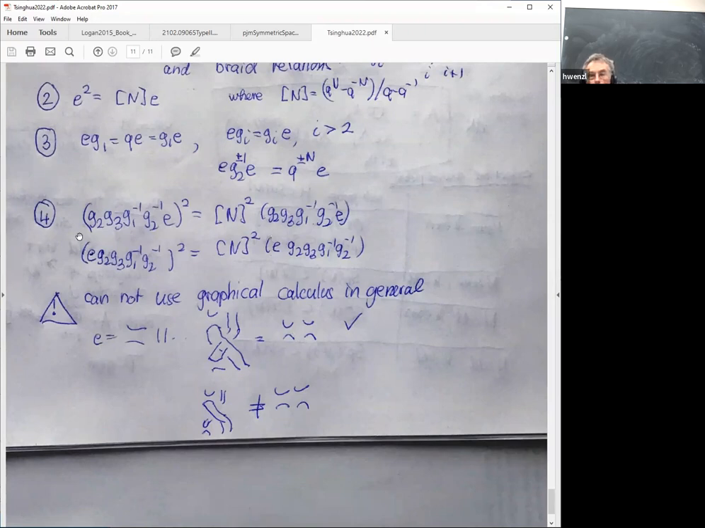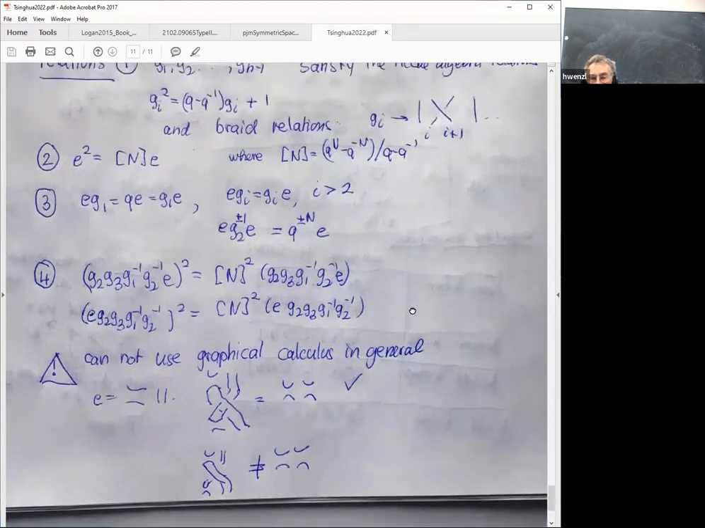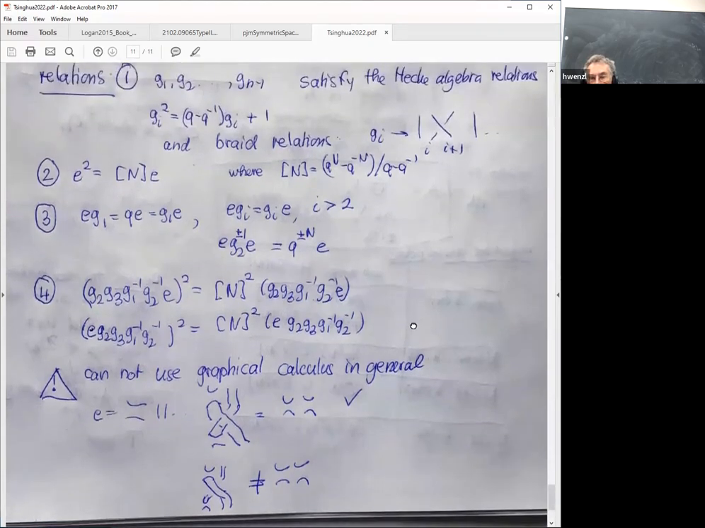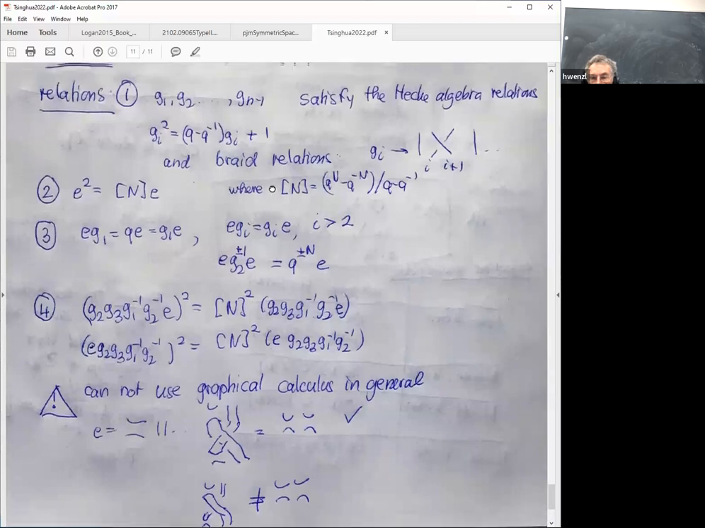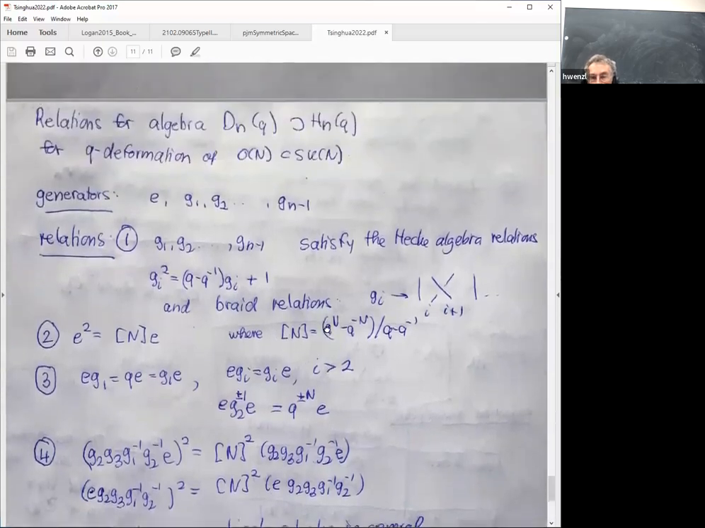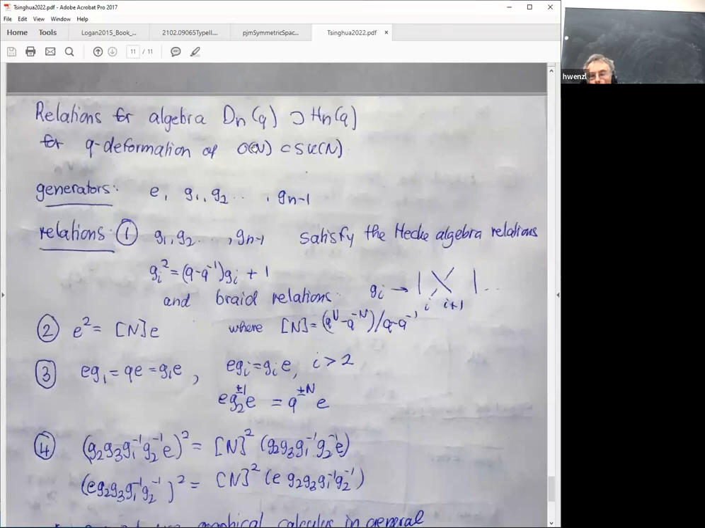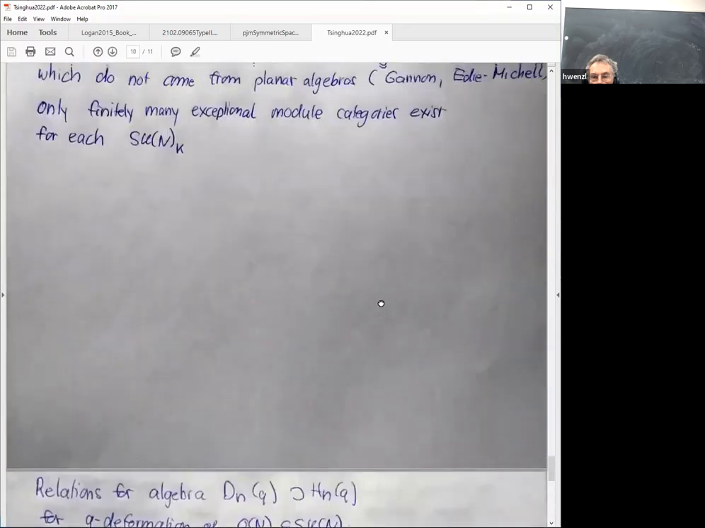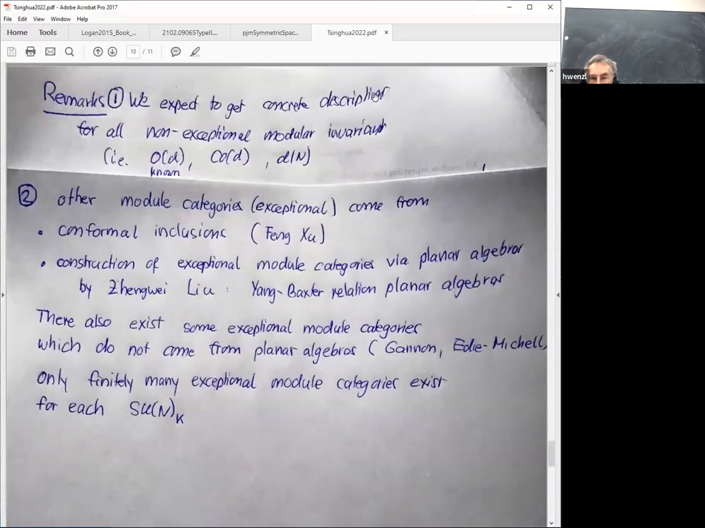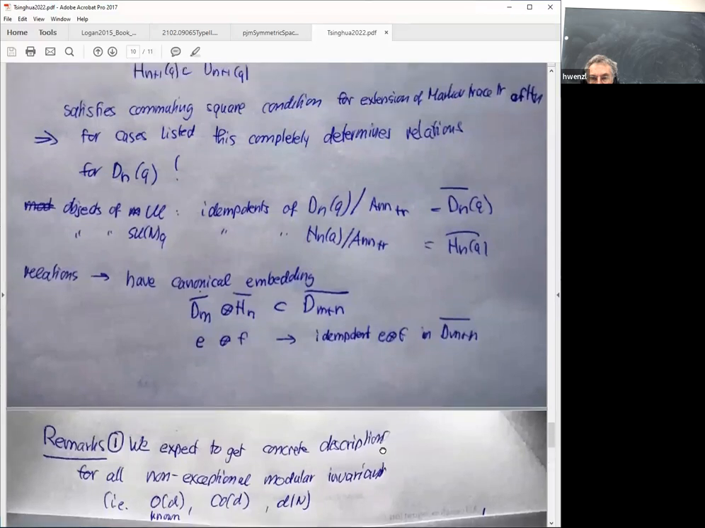But it turns out anyway that these relations really define the Q deformation which we want. And one can use this to also construct subfactors and module categories. Okay, so this was this case for ON into SUN. All right, so I skipped that to get to this thing.